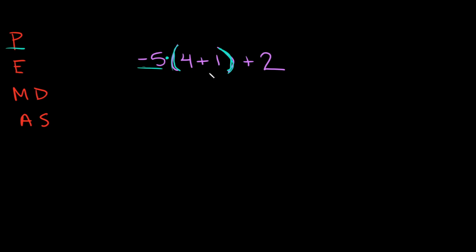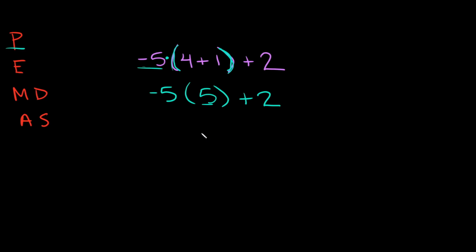So here we just have 4 plus 1, which just simplifies to 5. And then I'll bring down my parentheses. I'll bring down this -5, and then this plus 2. Now what am I going to do next? Well, can I simplify what's inside of my parentheses anymore? No, it's just the number 5, right? That's as simple as it can get.